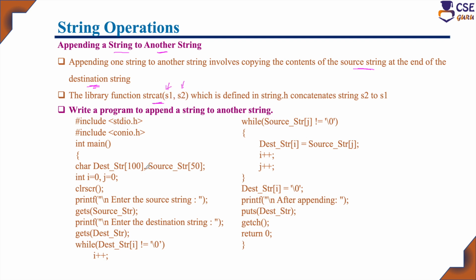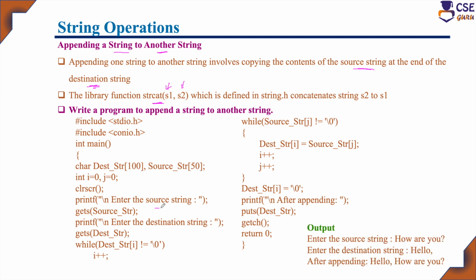And this is the C code to append two strings. Here, enter the source string and enter the destination string. Both strings you need to enter. The destination string here is hello, and the source string is how are you. And then using this while loop condition, you have to reach the end of the destination string. So, increment the i value until you reach the end of the destination string. For that, this while loop is used.